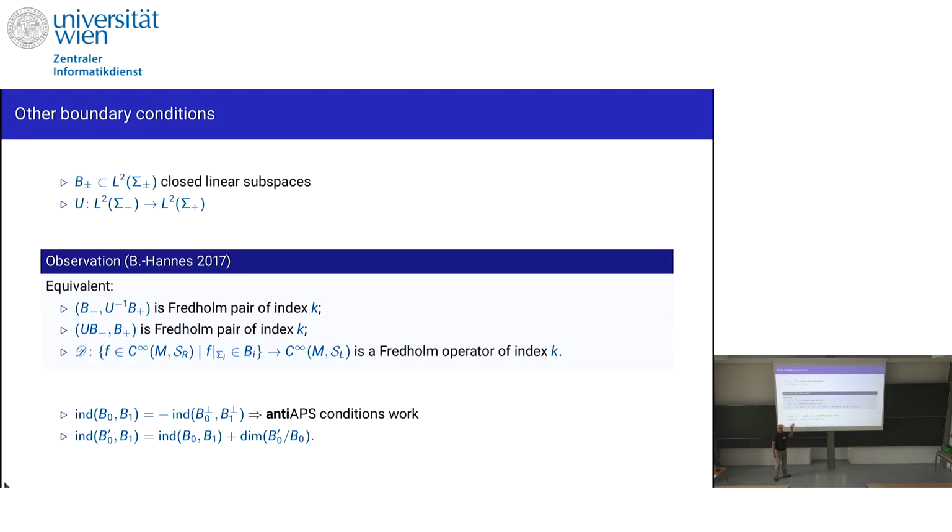You could also do some crazy stuff like you could say, well, why not take B plus all of L2 and B minus 0? That also gives you a Fredholm pair, obviously. And then you would also say, okay, then you get a Fredholm operator here, but that would mean you impose no condition on one boundary and you equate it to 0 on the other boundary component.